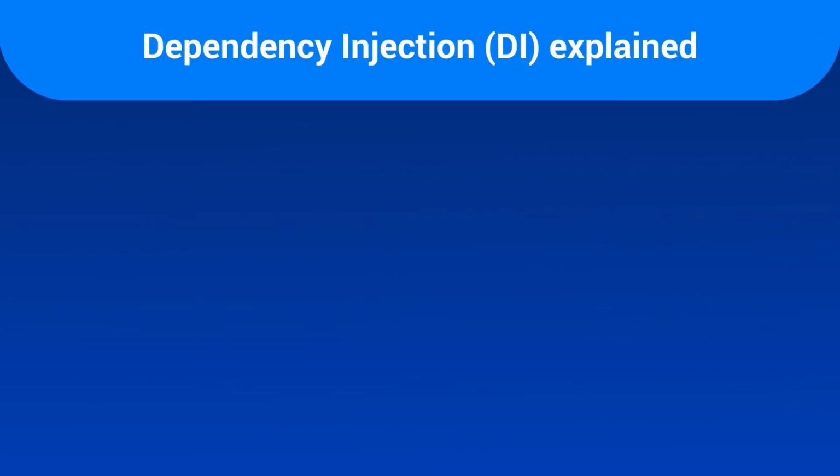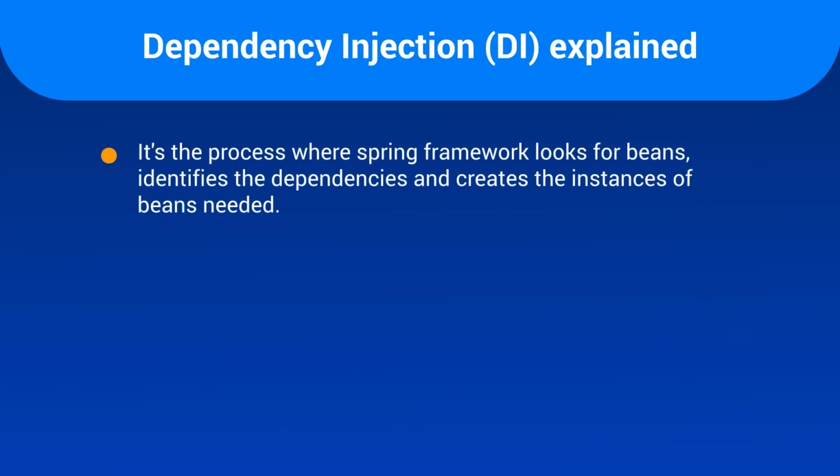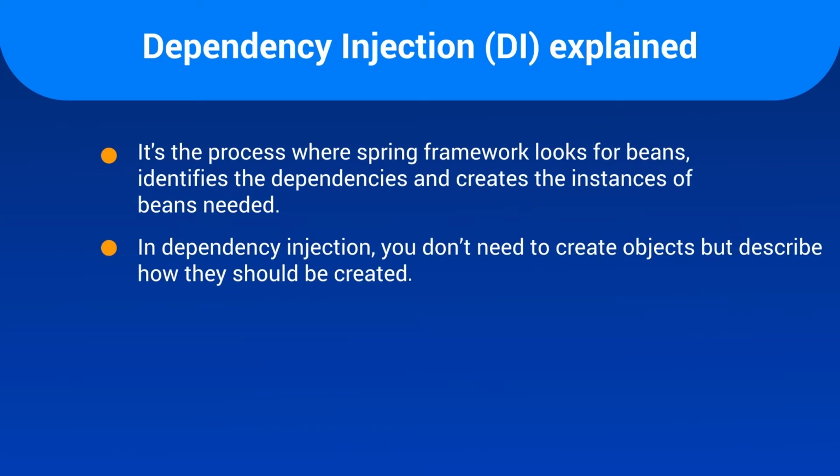Now, we mentioned dependency injection a few minutes ago, and it is essentially the process where the Spring Framework looks for beans, identifies their dependencies, and creates the instances of the beans that are needed. And again, beans are objects.